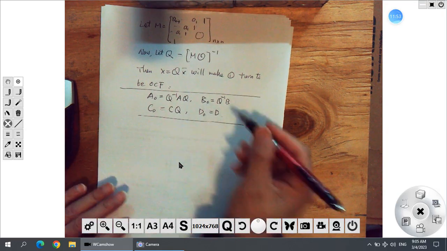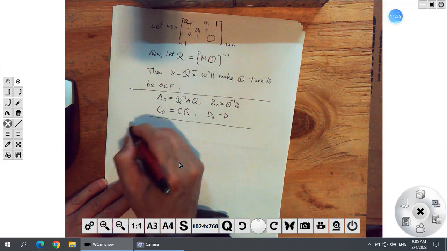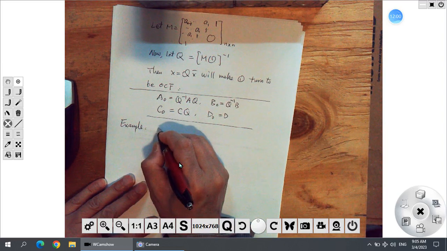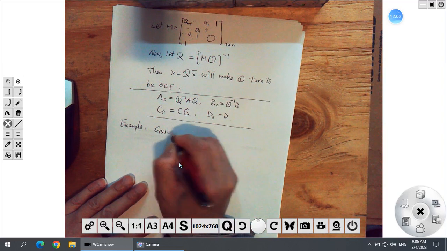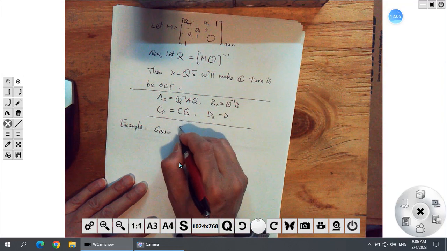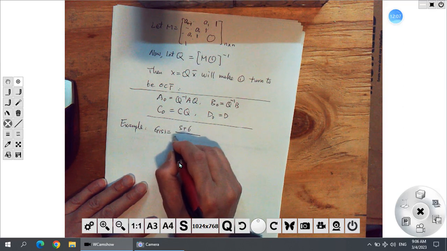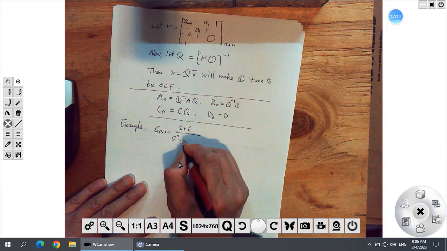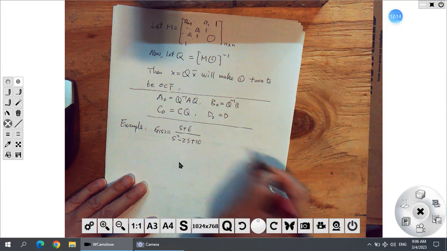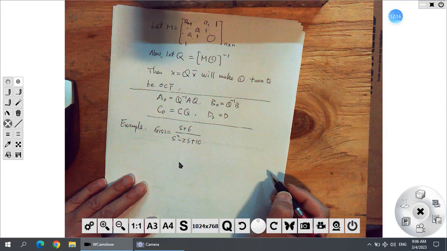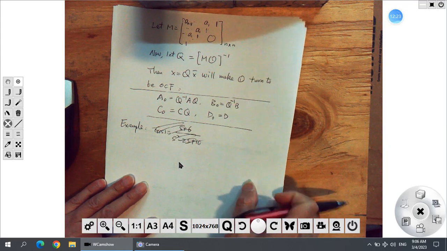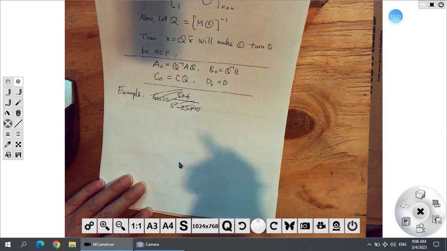Okay, now we check the example. G of s equal to s plus 6 over s squared, okay, I put the negative, we try some negative one, minus 2s plus 10. Okay, no. This is for the transfer function. We know how to find the OCF from a transfer function. Now we will start from a matrix.